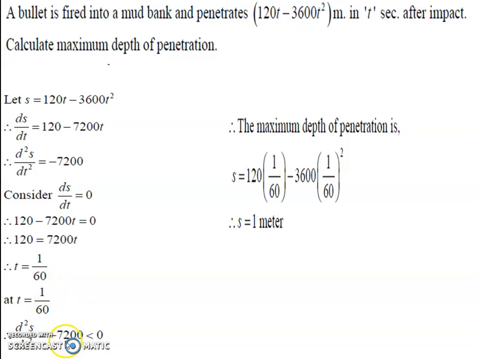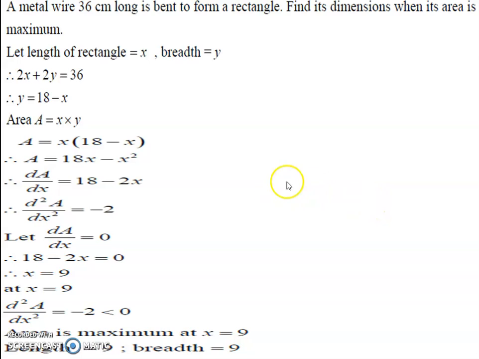So we have already minus 720 less than 0, that is maximum depth, but we have to put the value of t, 120 upon 60 instead of t, and 360 into 1 upon 60 square. So simplify, we derive 60 square is 3600, bracket gets cancelled, 6 into 2, it is minus 1. So 1 meter we have to derive. Be careful about this example.